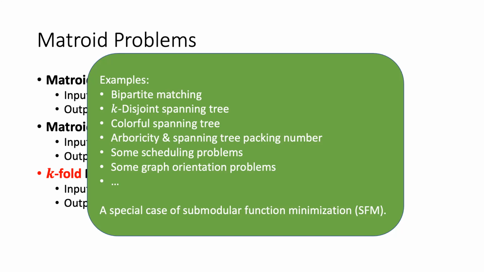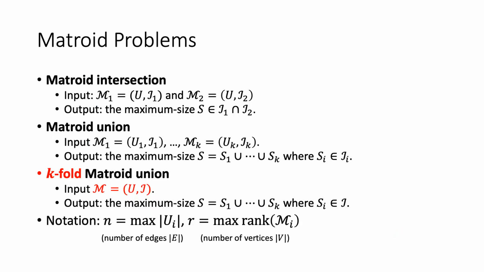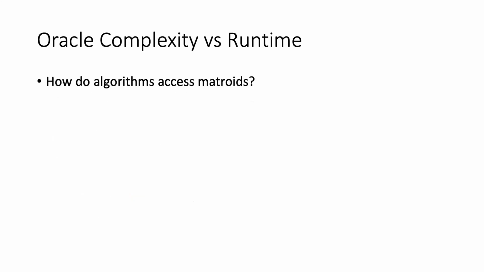And matroid intersection is also a special case of submodular function minimization, which is another important optimization problem in the literature on its own. And notation-wise, throughout this talk, I'll be using N to denote the number of elements, and R will be the rank of the input matroid. So for graph applications, you can think of N to be the number of edges and R to be the number of vertices.